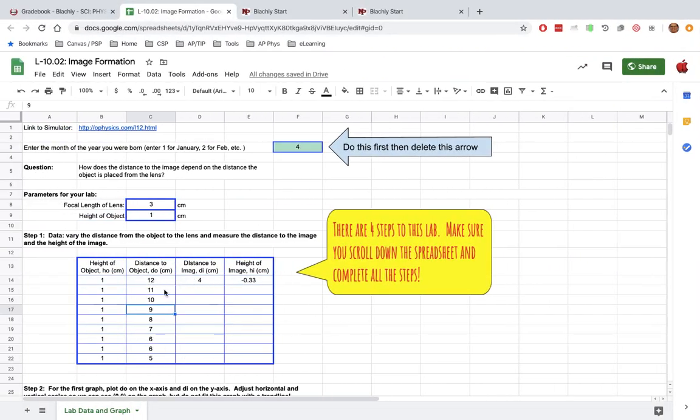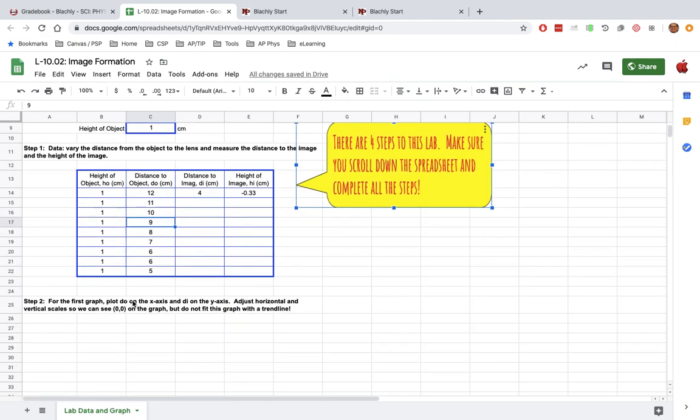Once you finish collecting the data, please scroll down. There's a big instruction here to remind you. Step 2 asks you to plot a graph. DO is the distance to the object. DI is the distance to the image. You're going to plot that on a graph.